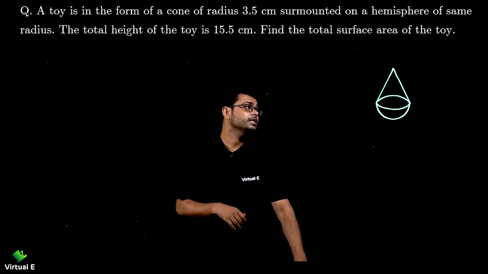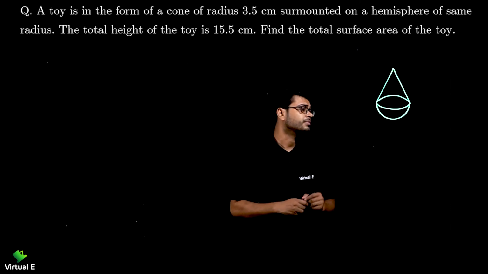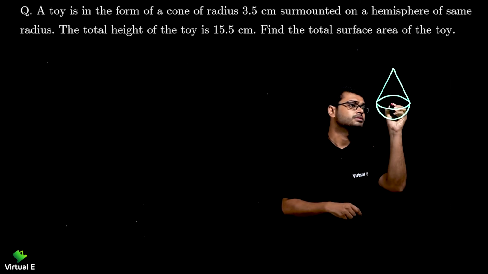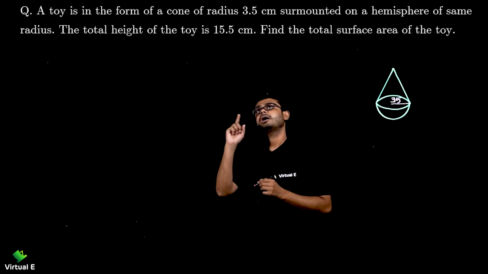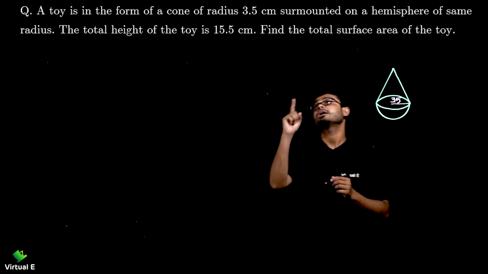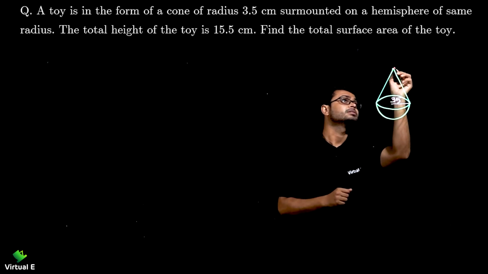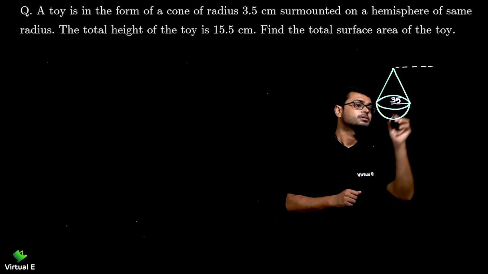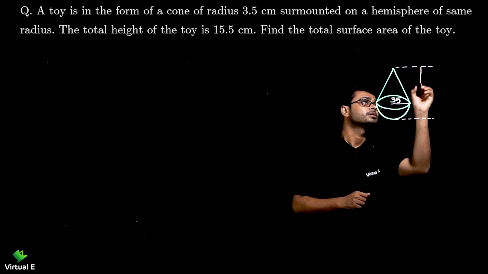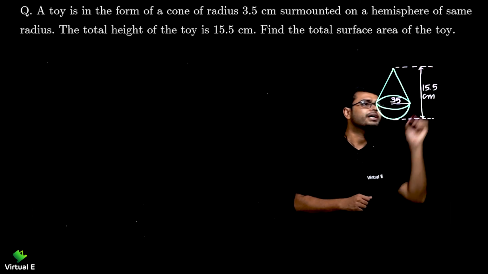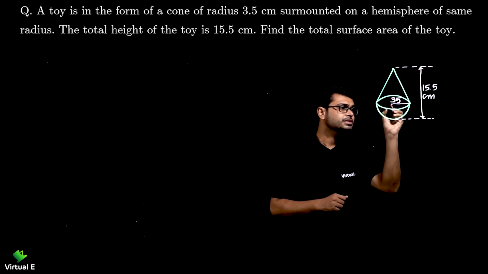So we need to find the total surface area. Let's write the radius first. So that's 3.5 centimeter. And height is what? Height is 15.5. So from top to the bottom, that's 15.5.